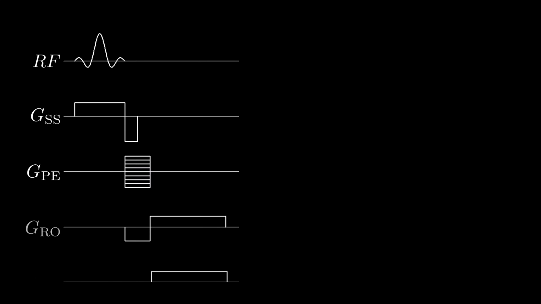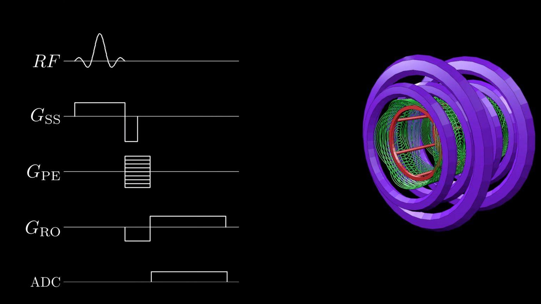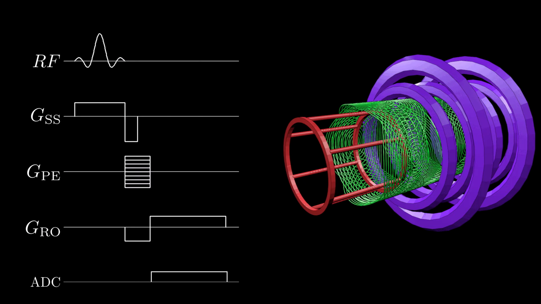This is a timing diagram for an MRI pulse sequence. These 5 simultaneous plots of time are essentially the sheet music for an MRI scanner, telling each instrument within the scanner exactly what to do and when in order to produce an image. The top plot shows transmitted RF pulses.